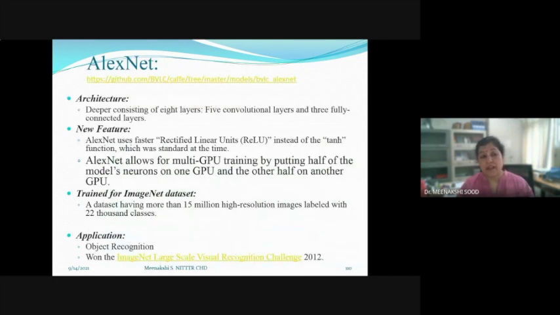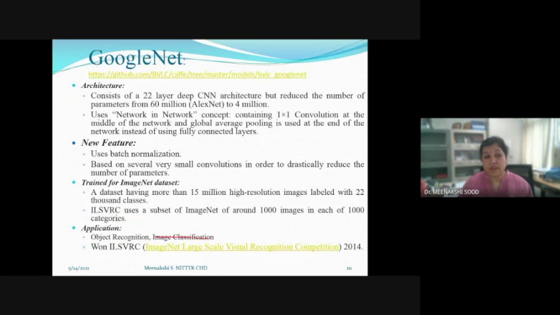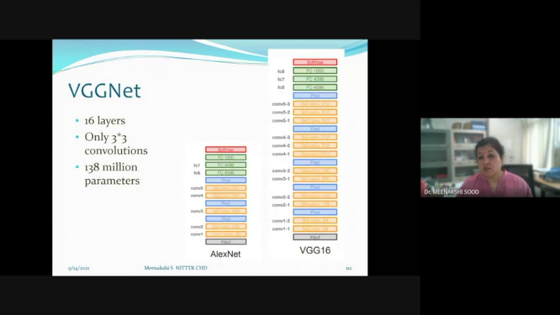So every network has its own architecture, its own feature, and its own application. If you want to work on object recognition, go for AlexNet, right? If you work on image classification, you can go for GoogleNet, right? Then you have VGGNet. Now you see, AlexNet was this architecture, and with technology advancement, VGG has 16 layers, right? Three convolution, then pooling, and then fully connected and softmax.